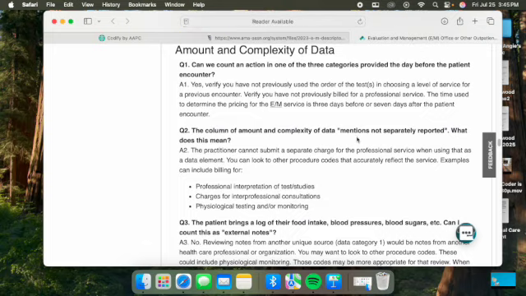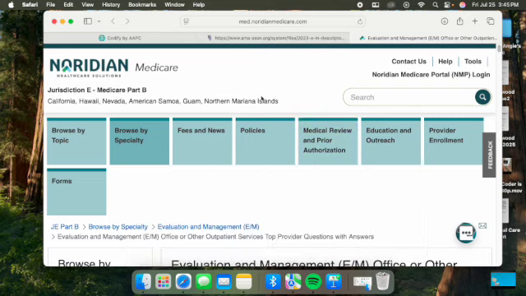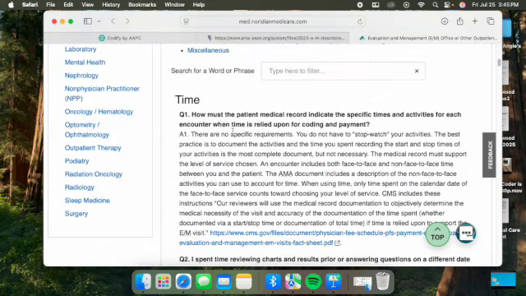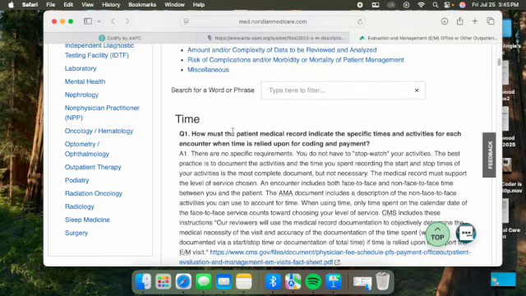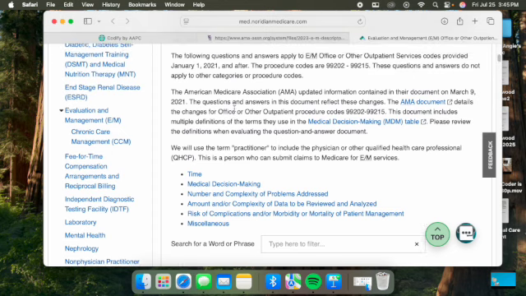And this is bringing me to my next, let me go to the top here. So this is Noridian. My goodness, what just happened here? Okay. These are their frequently asked questions about data. I think it's data. Yeah. So this is, let me go up here.